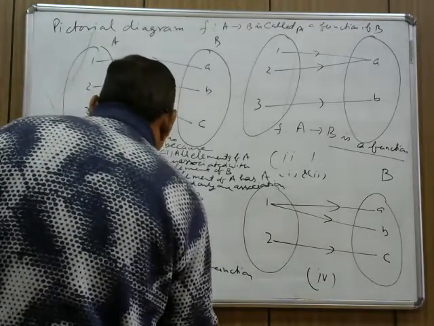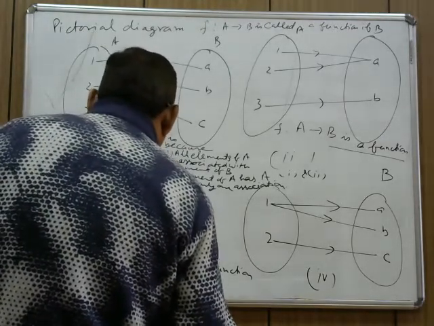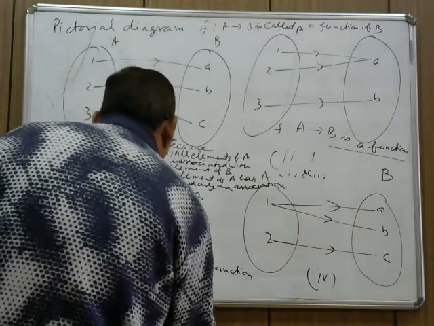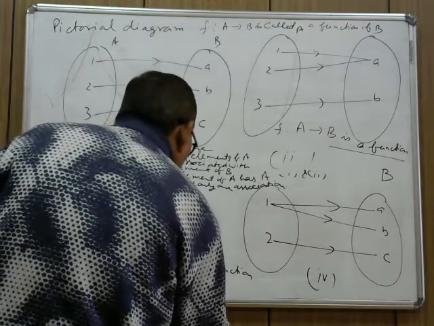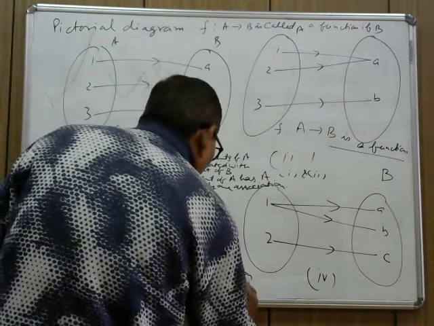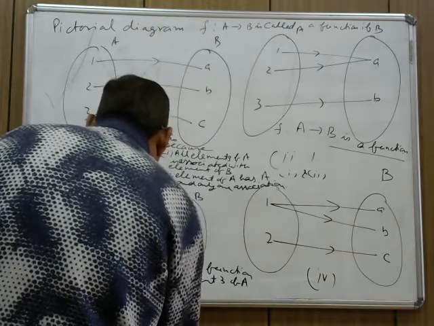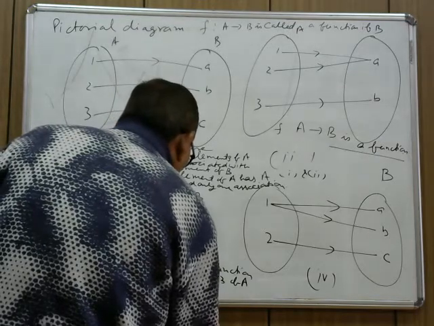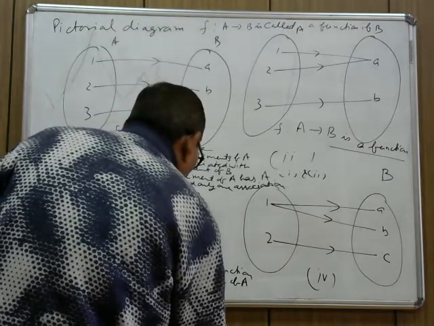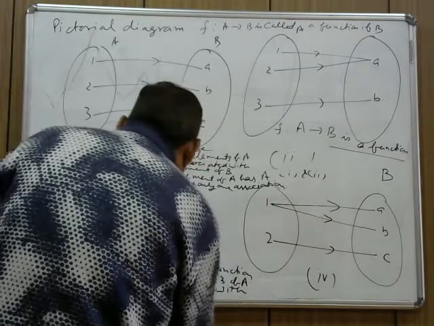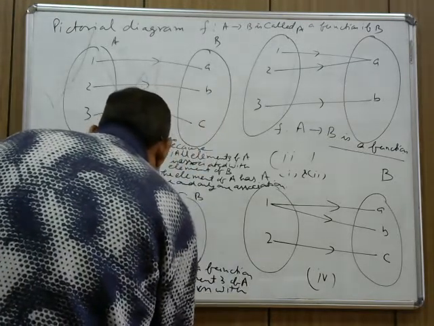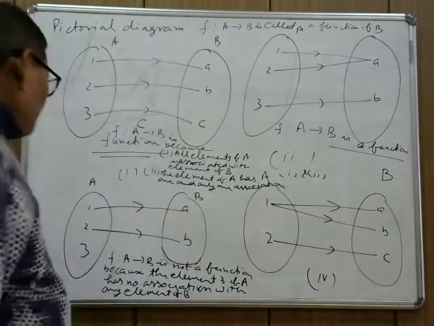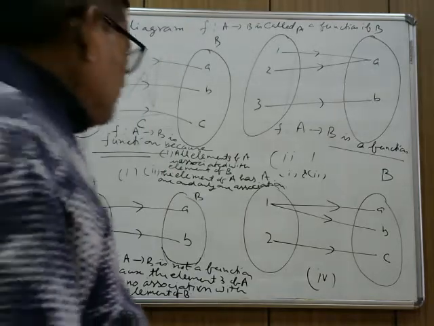number 1, the element 3 of A has no association with any element of B. This is the third. Now the fourth.